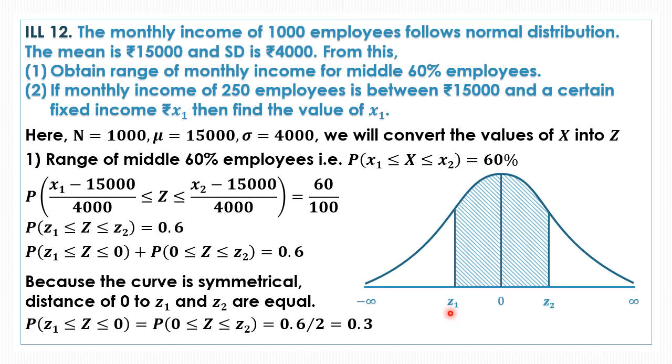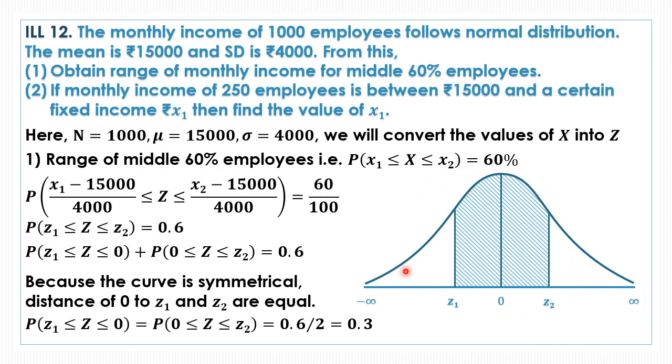That is, we will take for first z1 to 0 equal to 0.3 and take a reverse table, then 0 to z2 which will be equal to 0.3, and then take a reverse table. This is only possible when middle word is used, middle 60% or middle 50% or 40% or 80% or 90%. Any value is acceptable, any value can be used as we want. Okay, there is no restriction here.